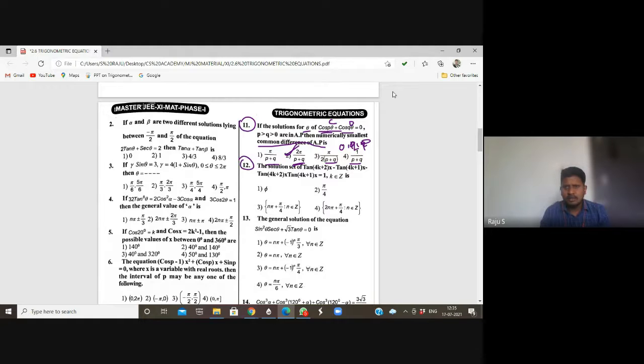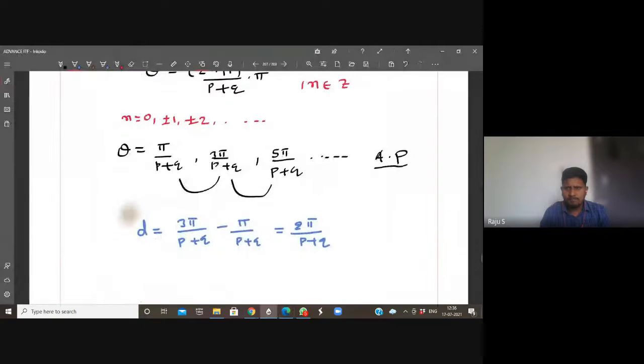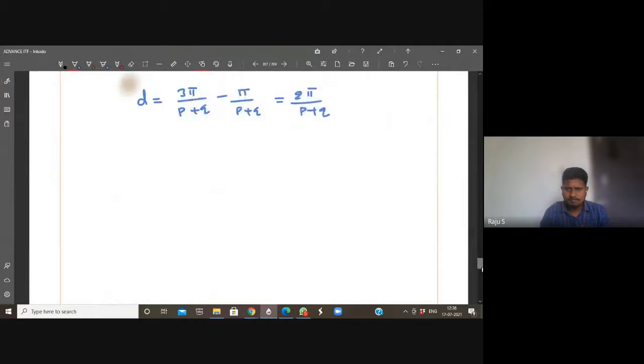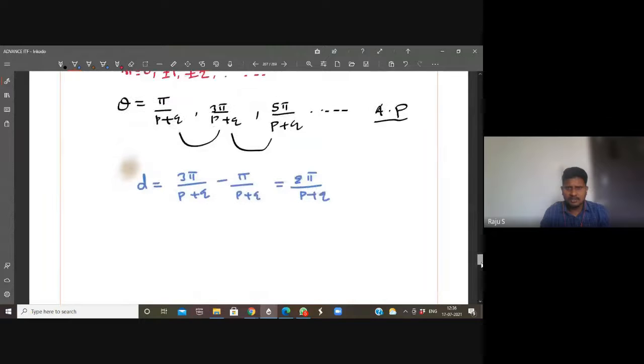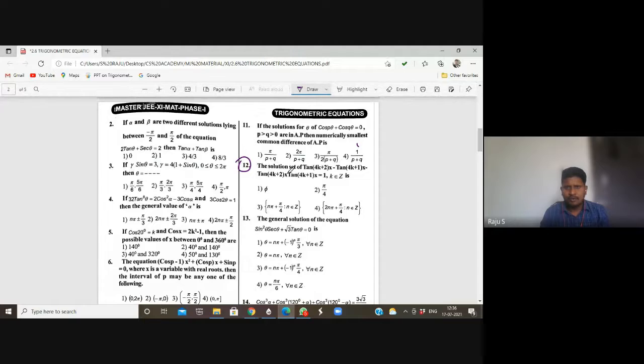Then question number 12. Any doubts, students? Am I going fast? If I'm going fast, please ask me. I'm ready to explain until you understand it, maybe twice or thrice. Any doubts in question number 11? Only 2 steps. First step is cos C plus cos D. Next step, general solution. Shall I go for question number 12?